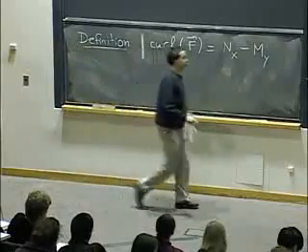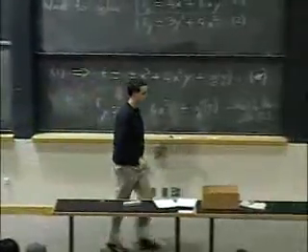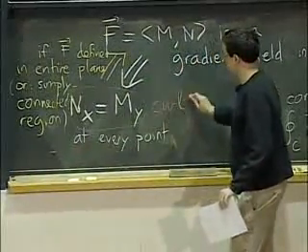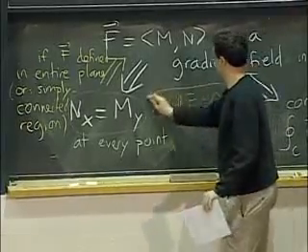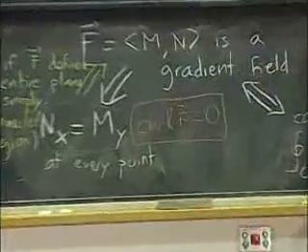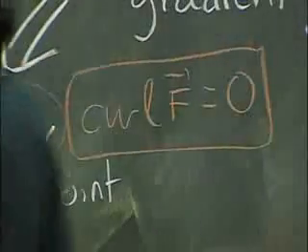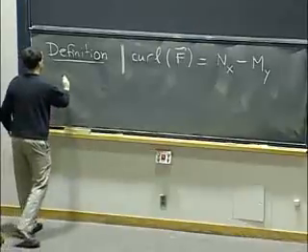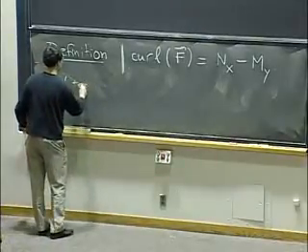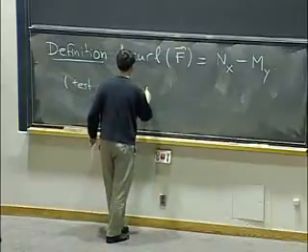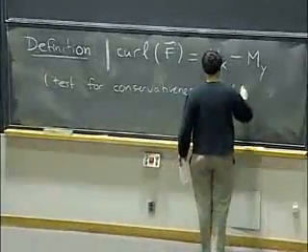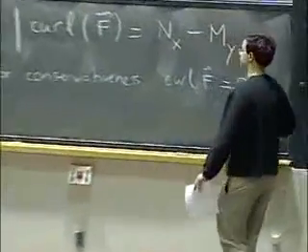In this new language, the condition that we had over there says curl F equals 0. That's the new version of N_x equals M_y. So it measures failure of a vector field to be conservative. So the test for conservativeness is that the curl of F should be 0.